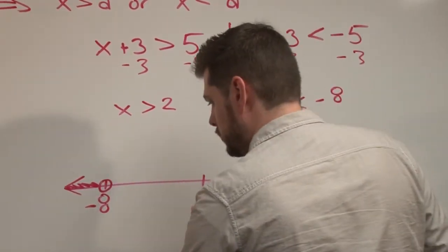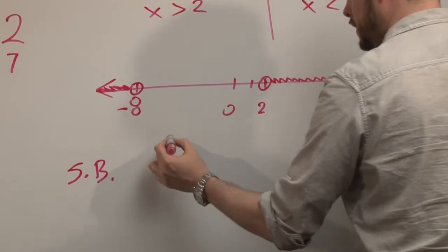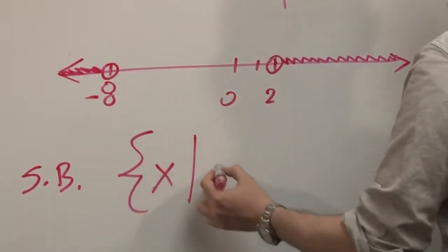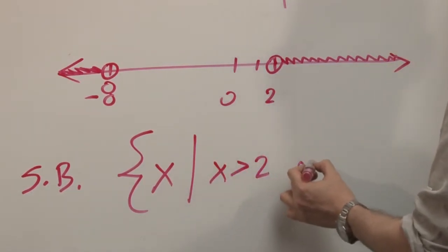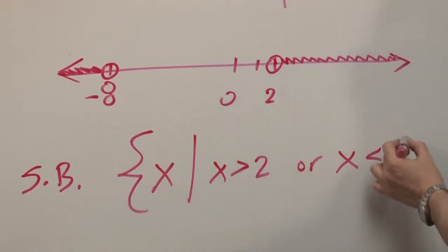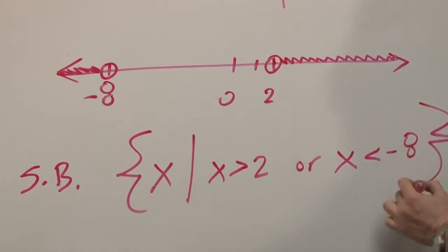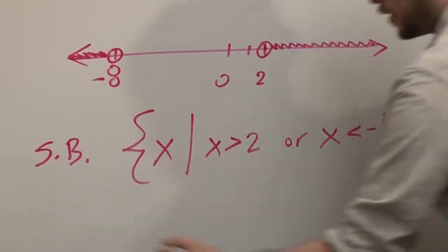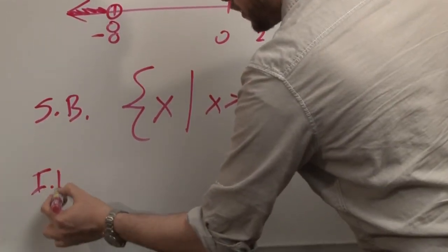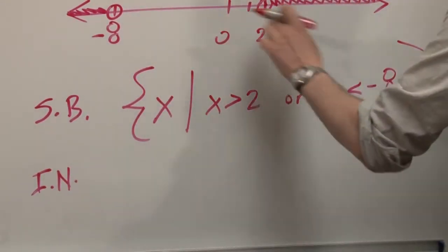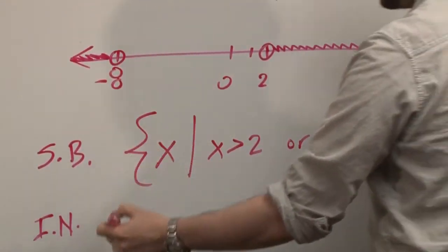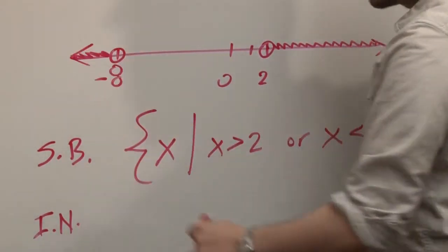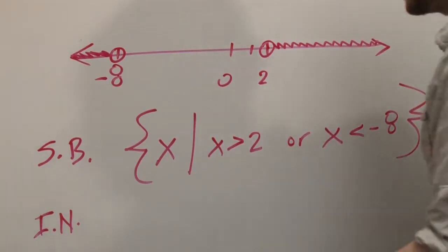The set builder notation is the set of all x such that x is greater than 2 or x is less than negative 8. There's your solution. And remember, it's not and, it's or. Your interval notation solution, we can find that rather quickly by looking at our number line. So we have two intervals here, don't we? We have two shaded regions. So we're going to have two interval notations.